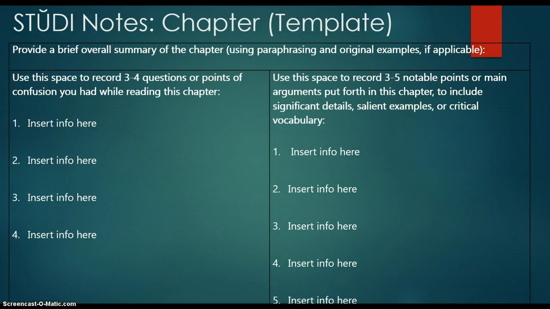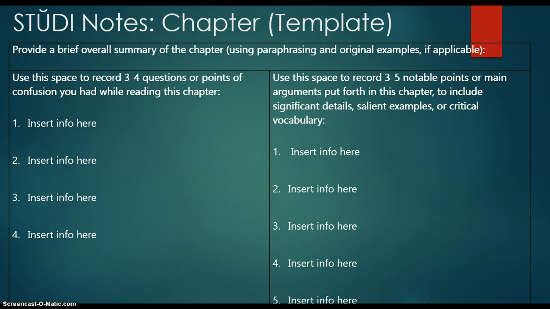The last section requires you to record 3 to 5 notable points or main arguments put forth in the chapter. You are to again include significant details, salient examples, or critical vocabulary. Again, these notable points can be construed as main ideas or main arguments, and this is what is going to be considered the meat of the chapter.